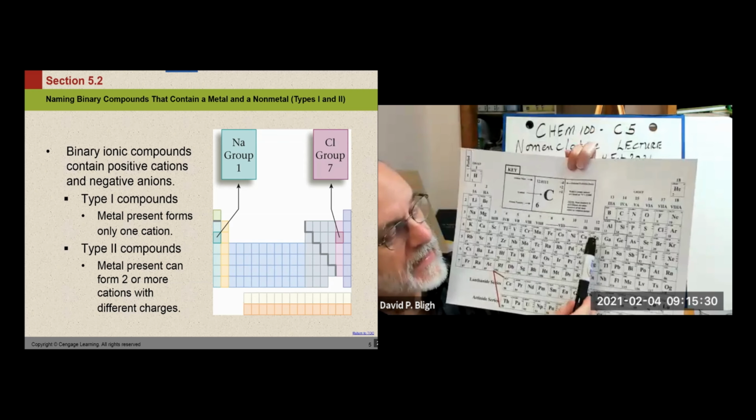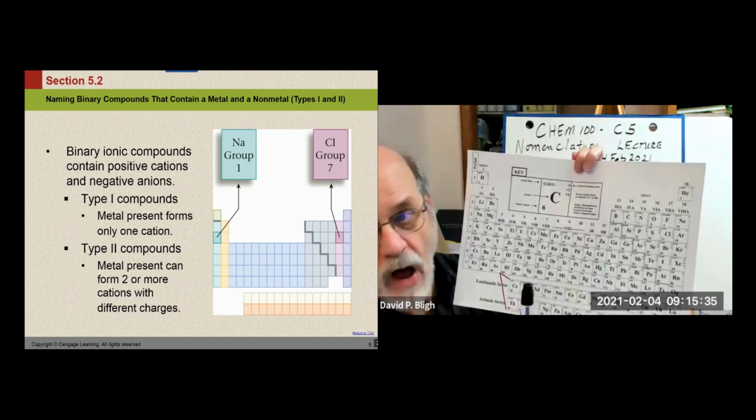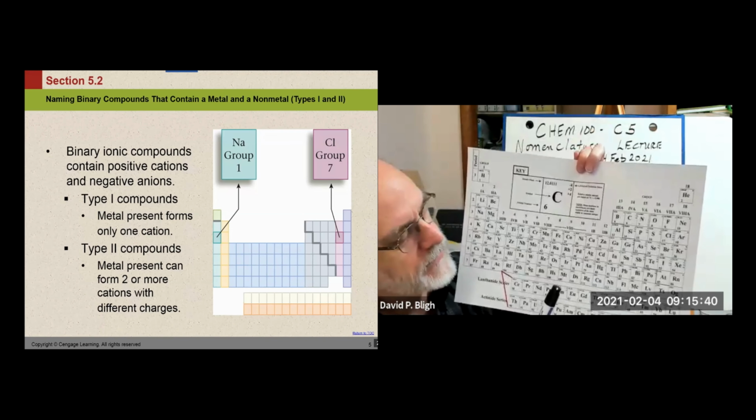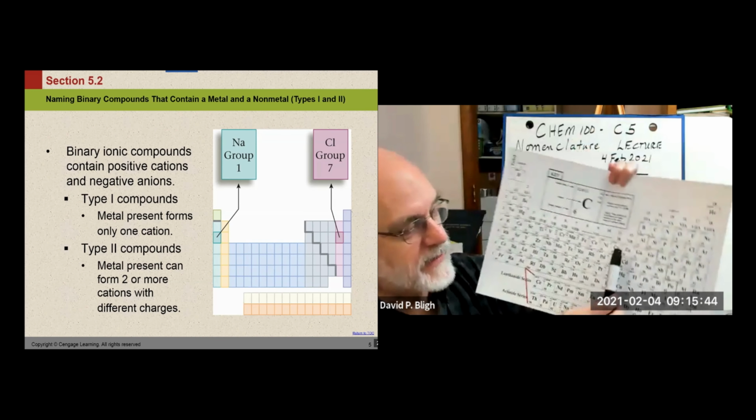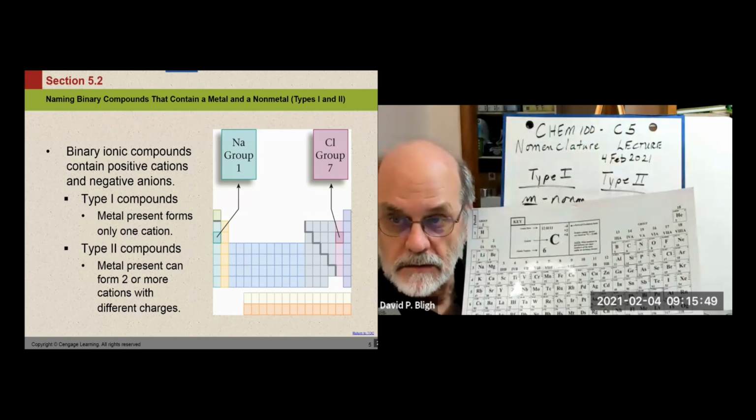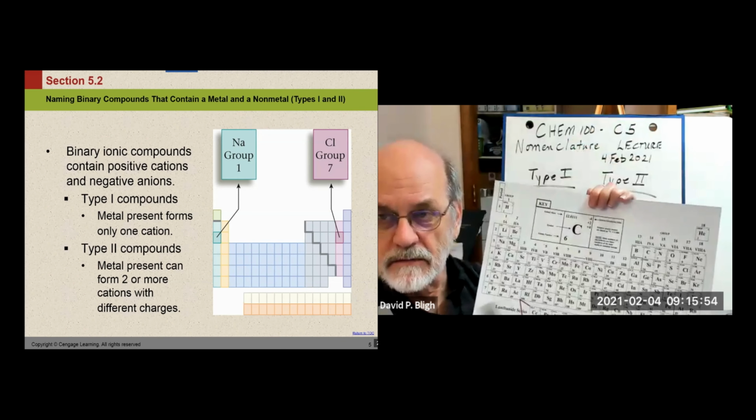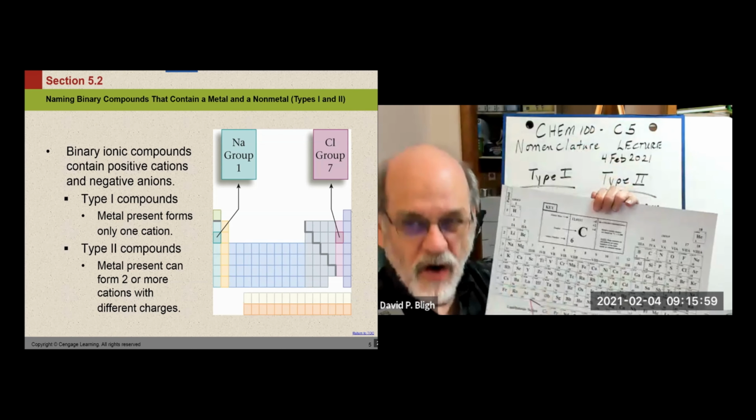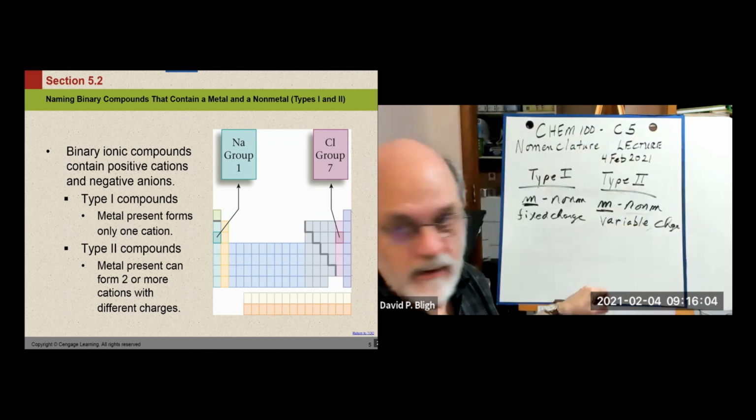For instance, zinc is always 2 plus. Silver is always 1 plus. Cadmium is always 2 plus. So for those, zinc, silver, cadmium, if you want to keep things simple, then you can follow the type 2 rules for even these that we know only have 1 charge. So let me finish type 2 rules.